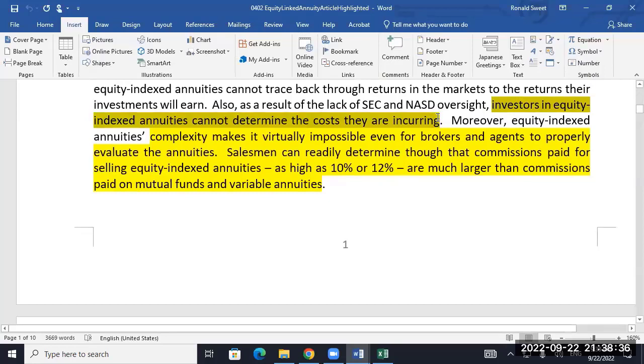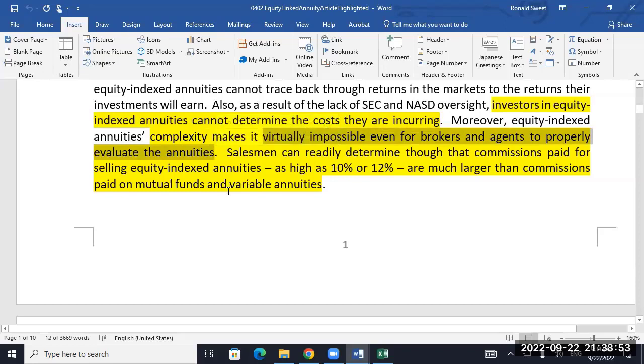There's no way to know what you're buying on these products. That's the argument they're making. You can't determine what you're actually paying, what it's actually costing you. It's just too complex. It's so complex, it's virtually impossible, even for the people selling them, to evaluate them.